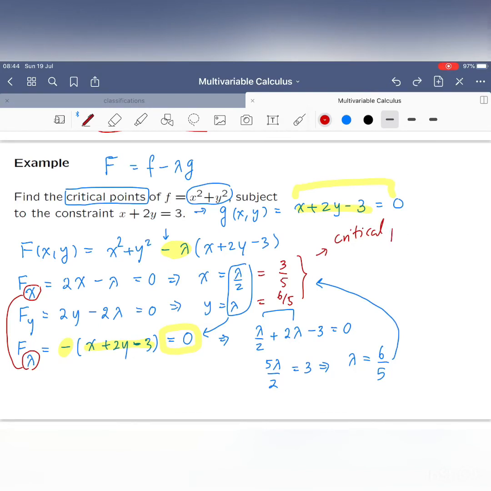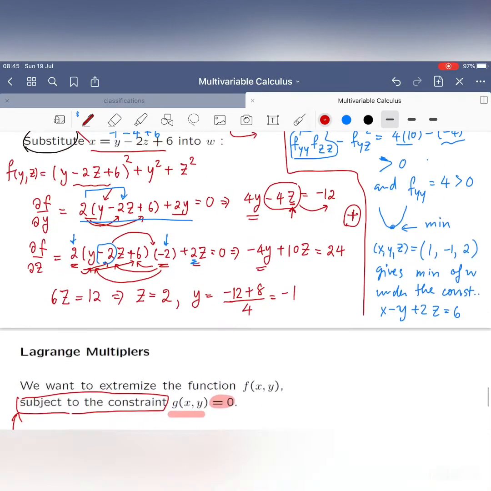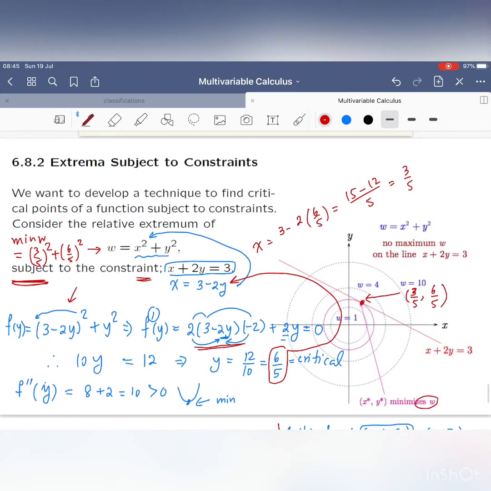So this is the critical point of the function small f under the condition or the constraint x plus 2y minus 3 equals 0. To be specific, the point we're talking about is x and y, which is 3 over 5 and 6 over 5. It is the same as what we had previously, 3 over 5 and 6 over 5.